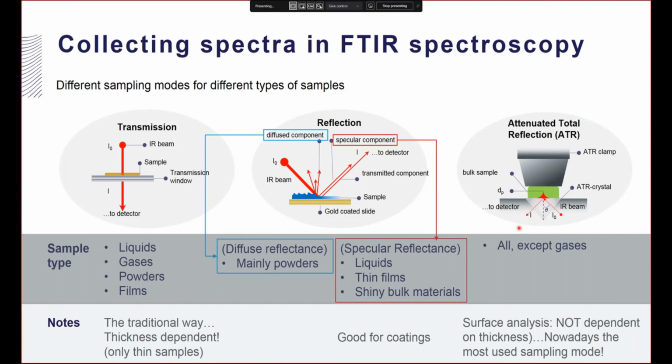Then a part of the infrared beam is extruding the crystal and entering the sample and then bounced back to the detector. In this way, we perform a so-called surface analysis, which is not dependent at all on thickness. So we can analyze also bulk materials that are not transmissive in infrared. And nowadays, I would say it is the most commonly used sampling mode in most of the analytical labs.